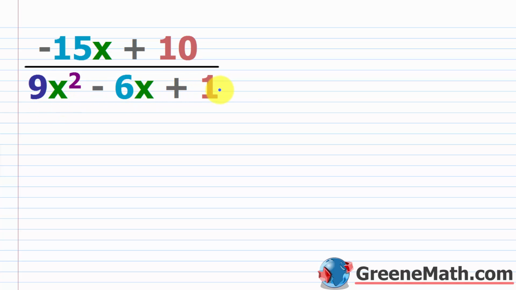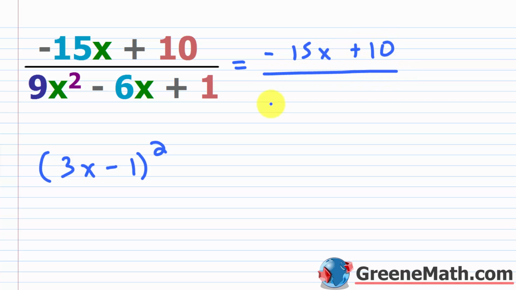Okay, so again, the first thing is make sure that you have a proper fraction. So this guy has a degree of 1, this guy has a degree of 2, so we're good to go. The next thing you want to do is factor the denominator. Now you'll notice that this guy is a perfect square trinomial, because 9x squared is a perfect square, 1 is a perfect square, so you think about this would factor into 3x minus 1, that quantity squared. So I'm going to write this as negative 15x plus 10 over your 3x minus 1 quantity squared.